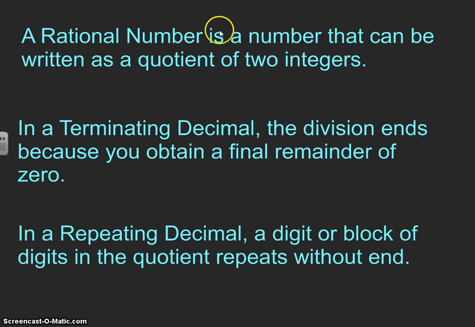In a terminating decimal, we need to know what terminating decimals are. You've heard this before, but we're going to discuss it. In a terminating decimal, the division ends because you obtain a final remainder of 0. So anytime the decimal ends or terminates, it means you have a final remainder of 0. In a repeating decimal, a digit or a block of digits in the quotient repeats without end, and that's when we have to put the repeating bar above the decimal. Okay, again, this is stuff you've done. The only thing we're going to do differently is, probably, I don't know if we'll get to that today, but we'll end up adding variables to our fractions, which would be something new for you.